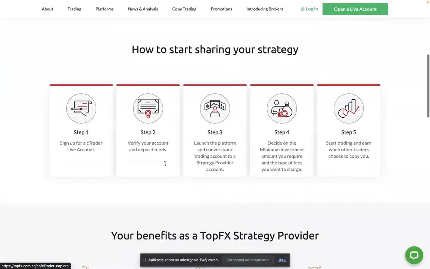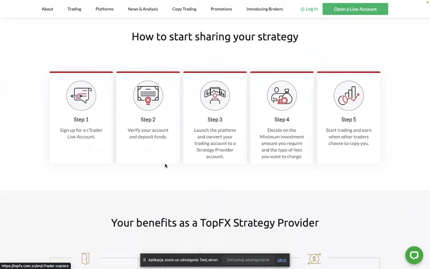How to start sharing your strategy? There is a graphic showing you that all you have to do is to sign up for a cTrader live account, then verify your account in step 2 and deposit some funds. In step 3, you have to launch the platform and convert your trading account to a strategy provider account. Then in step 4, decide on the minimum investment amount you require and the type of fees you want to charge the traders, the investors who copy your strategy. And then step 5, start trading and earn when other traders choose to copy you. Five quick steps telling you how to start sharing your strategy.